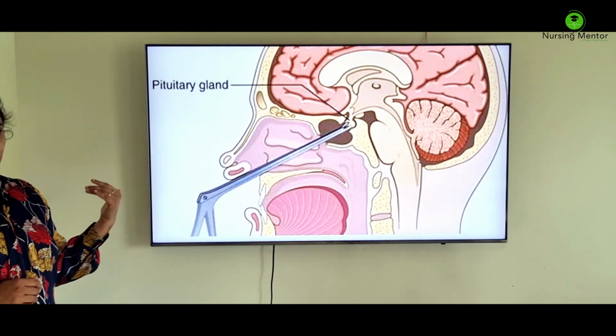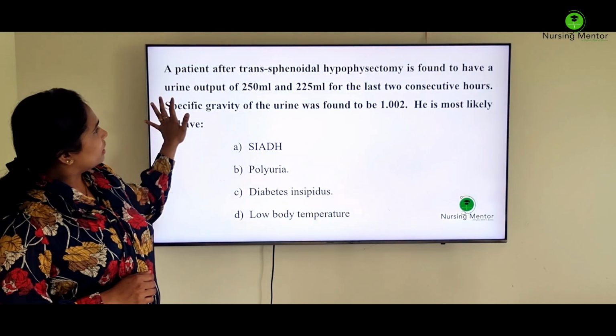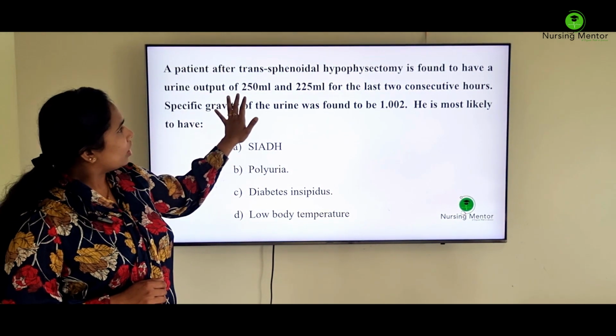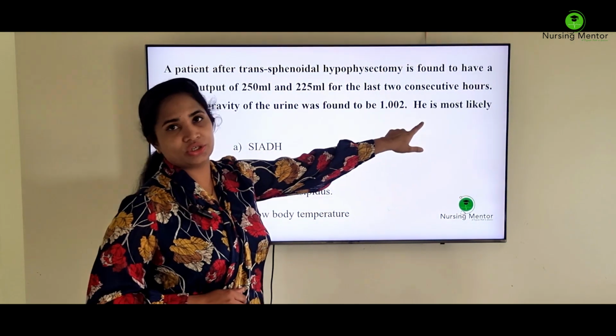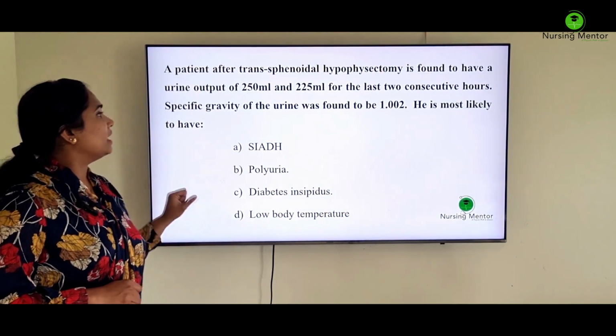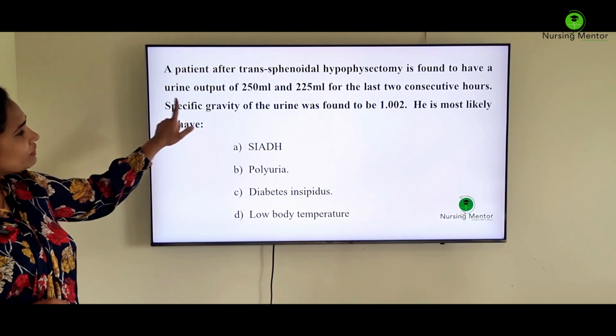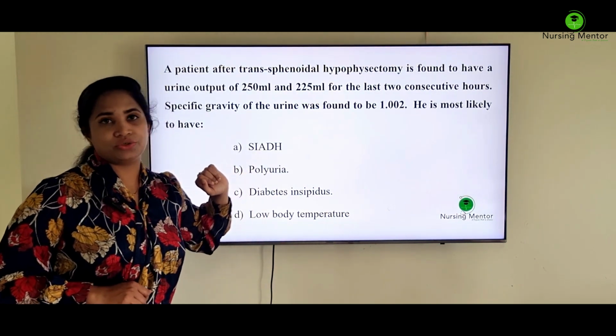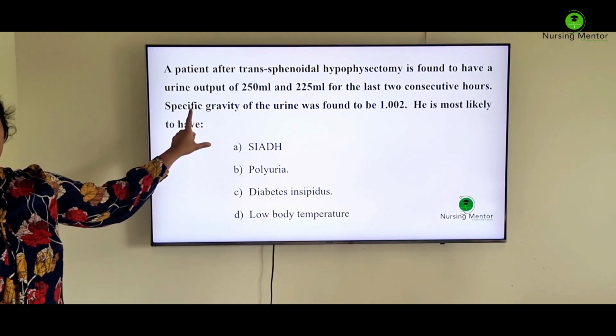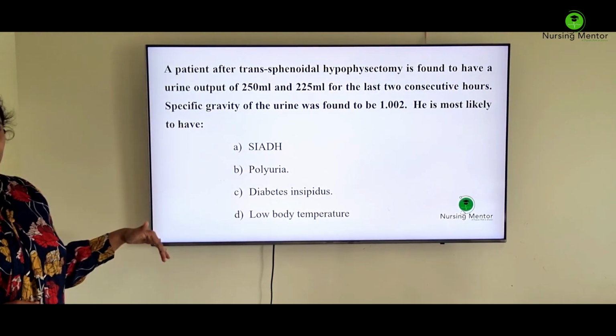Now let's go back to the question again. The urine output was 250 mL and 225 mL for the last 2 consecutive hours. That's the second key point. And the third point is the specific gravity of the urine, which is 1.002. So these are the 3 key points from this question. Now let's go to the options.